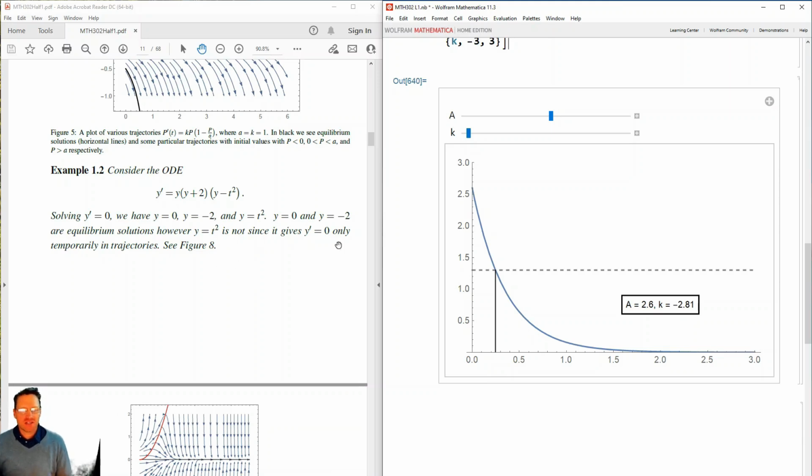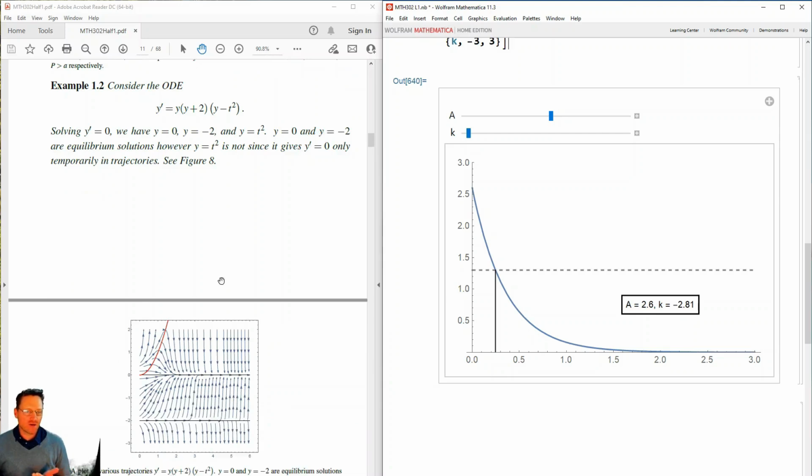Okay, so y equals 0 and y equals minus 2 are equilibrium solutions. However, y is equal to t squared is not an equilibrium solution because that gives you a derivative equal to 0 only temporarily. So have a look here at the diagram of various trajectories in blue, right?